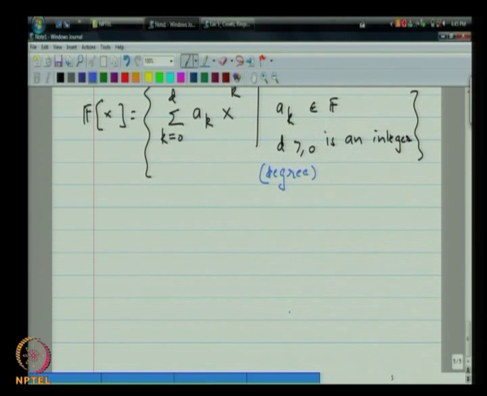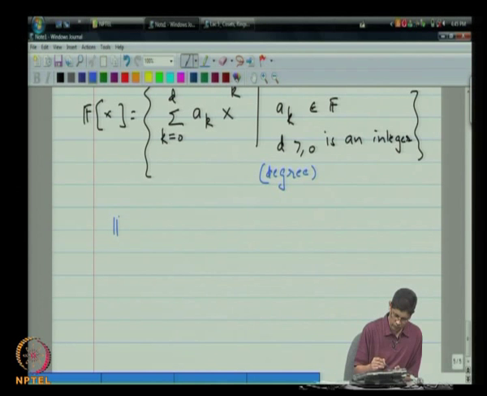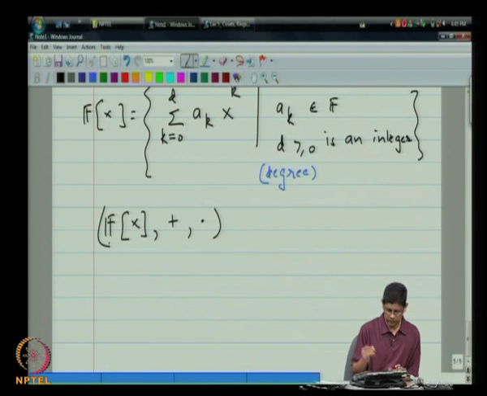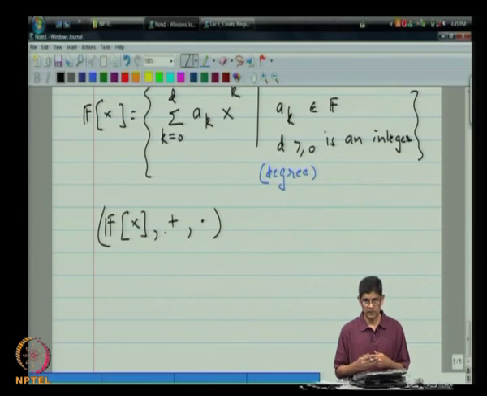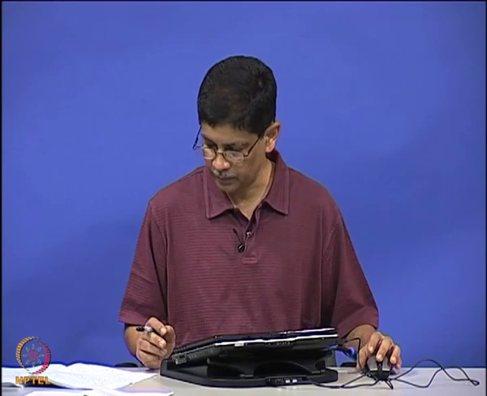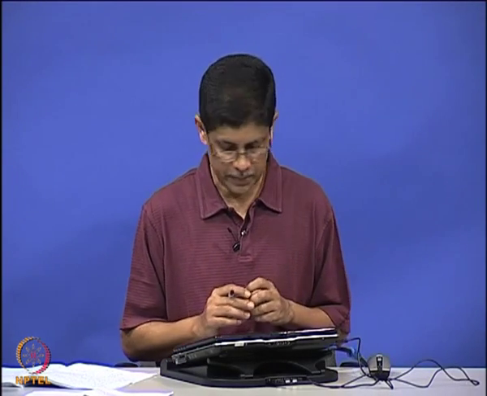So, again when you talk of a ring you have to introduce operations. So, we are speaking of F[x], plus and multiplication. So, what do we mean by addition of polynomials? It is the usual addition. If you add them component wise, and multiplication of polynomials also takes place in the usual way. So, most of you are familiar with this, so I will not spend time on it.